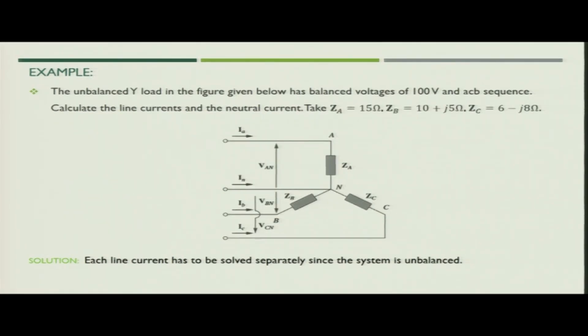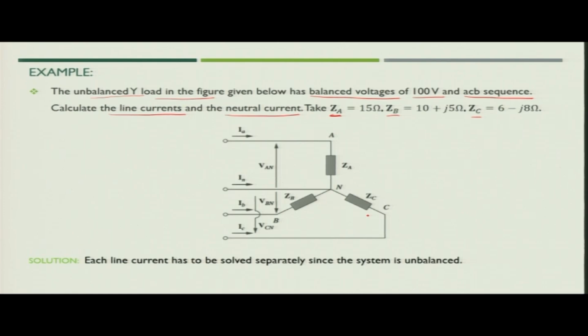Now, let us take a couple of examples to understand what we have discussed till now. Let us see, we have an unbalanced star connected load, as shown in the figure, connected to a balanced voltage of 100 volt, and the phase sequence is ACB. We need to calculate the line currents and the neutral current for this particular arrangement, where ZA, ZB and ZC are given as ZA equal to 15 ohm, ZB is equal to 10 plus j5, and ZC is equal to 6 minus j8 ohm.